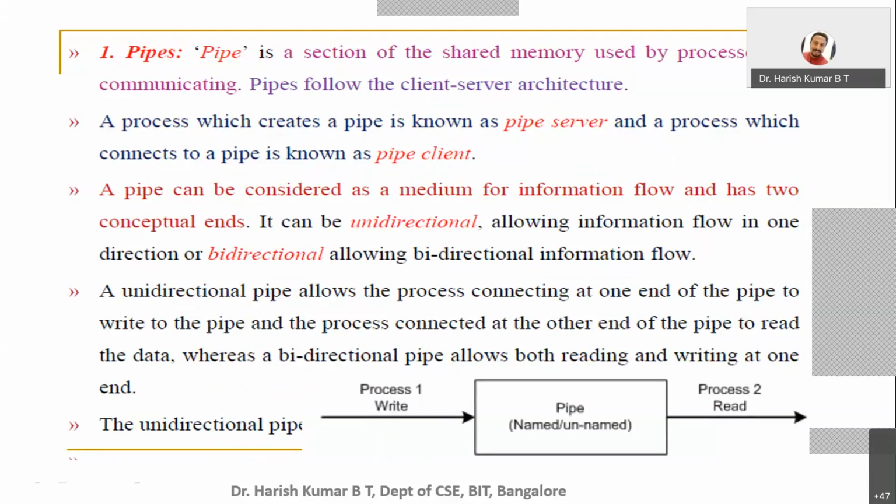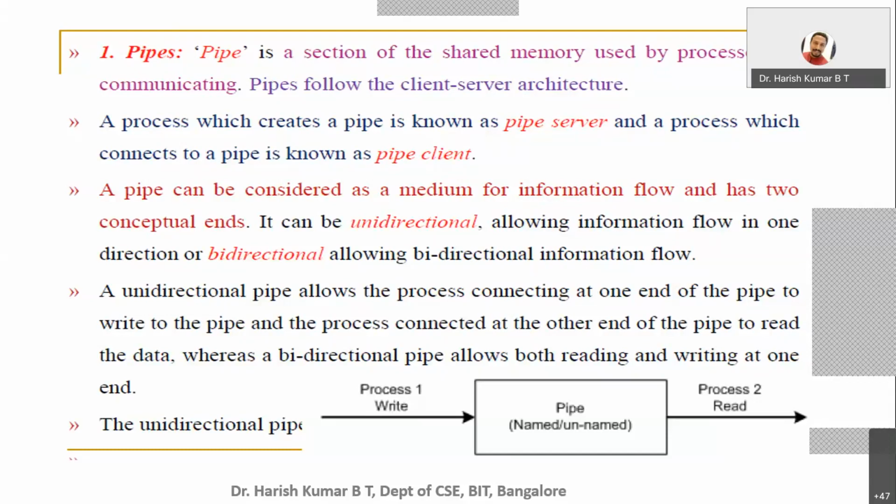Now, what is a pipe? A pipe is basically a shared memory used by the processes for communicating. Why is it called a pipe? Because it has two ends. We have one process attached to one end of the pipe and another process attached to the other end. One process acts as the reader and the other as the writer. The writer attaches to one end of the pipe and keeps writing data to that end. The other process attaches to the other end of the pipe and keeps reading from it.